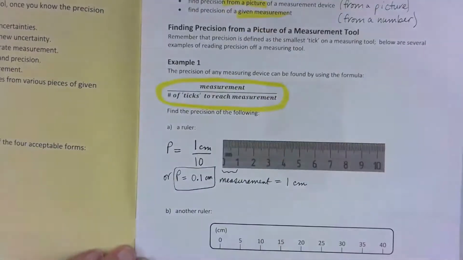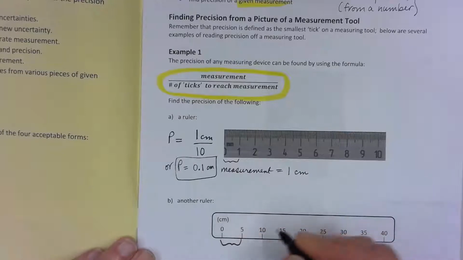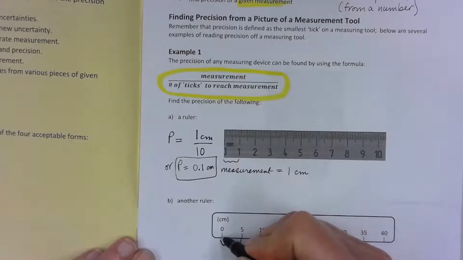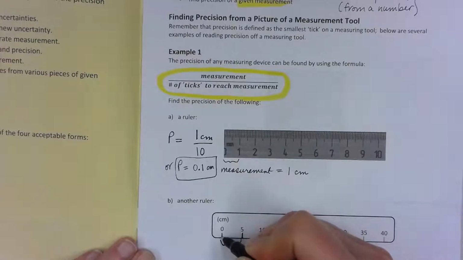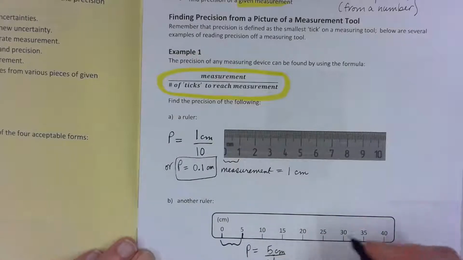That's it. Here's another ruler. Okay, so what's the precision of this? The measurement is from here to here. Precision equals the measurement, 5 centimeters, divided by, okay, so how many ticks are from here to here? This is my starting point, 0. I move to my first tick, and I only have 1 tick. So the precision then would be 5 centimeters.